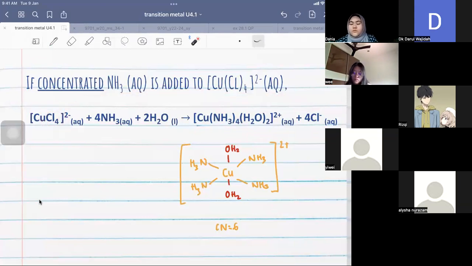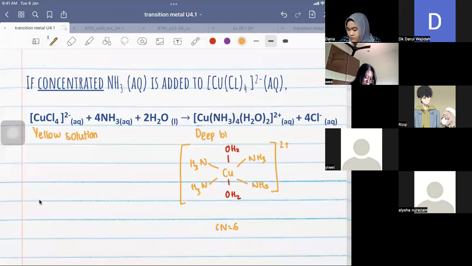So the color change that you would observe here: CuCl4 2 minus will always be a yellow solution, as we have looked at in the previous part. Ammonia is colorless, water is colorless. This complex with four ammonia molecules and two water molecules appears as a deep blue solution. So far you know the color of copper with 6 water molecules is a pale blue solution, copper with 4 chloride ligands is a yellow solution, and copper with 4 ammonia ligands is a deep blue solution. Chloride is colorless, just like hydrochloric acid is colorless.